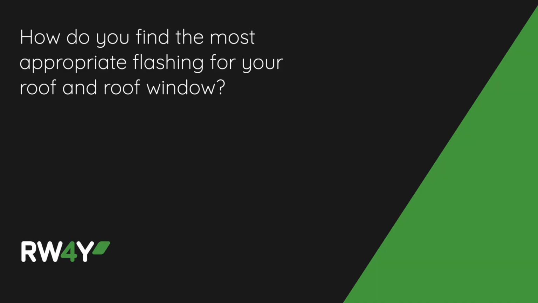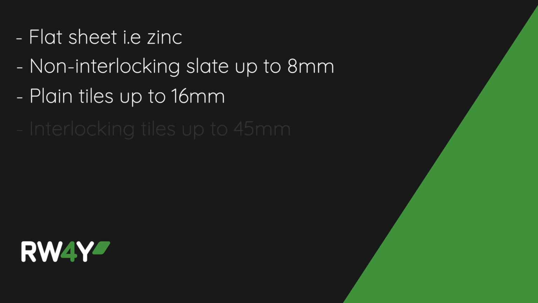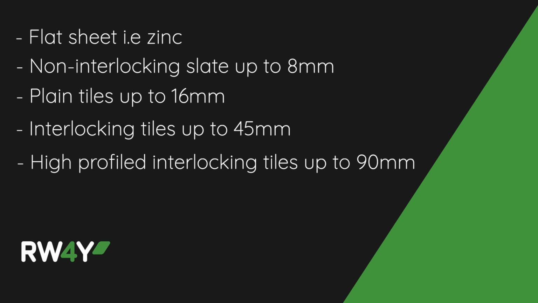How do you find the most appropriate flashing for your roof and roof window? There are 2 really important things you need to know here. Firstly, it's the type of roof covering you have. This falls into 5 categories. Flat sheet, i.e. zinc, non-interlocking slate up to 8mm, plain tiles up to 16mm, interlocking tiles up to 45mm, and high-profiled interlocking tiles up to 90mm.